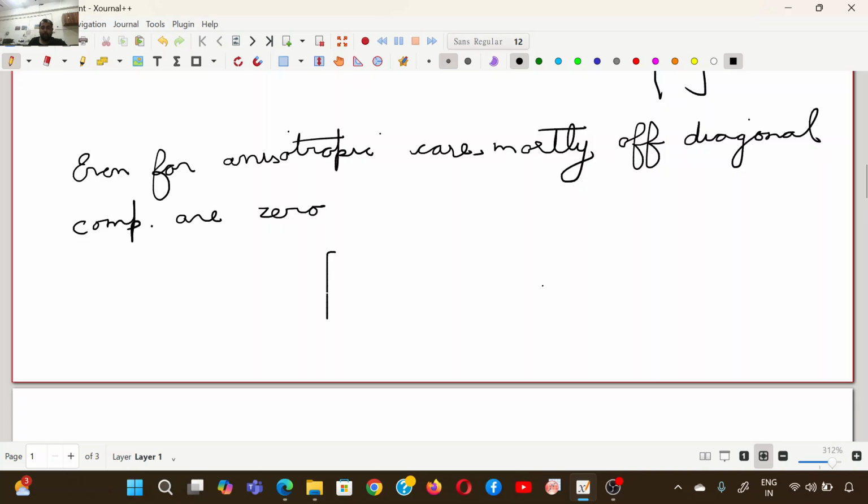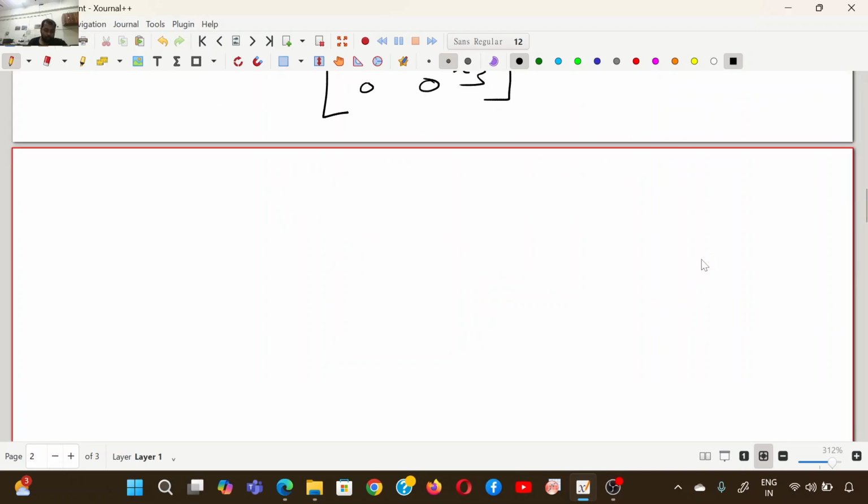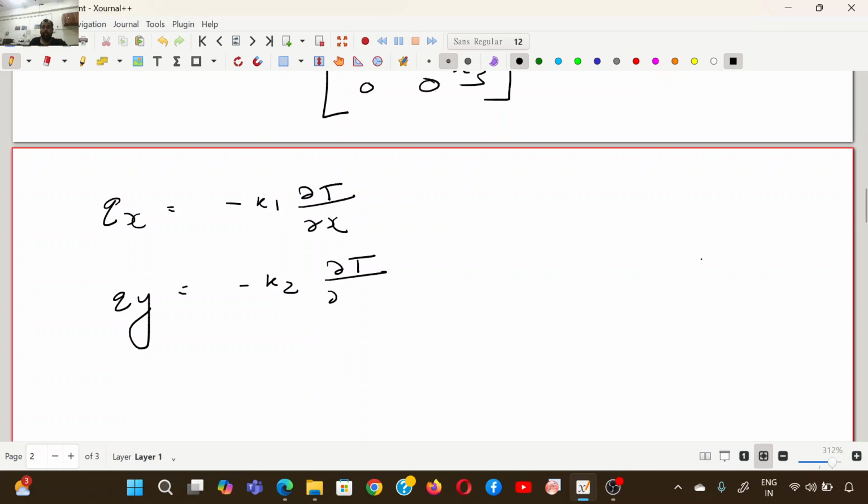So what is off component? Off diagonal means only the diagonal elements are non-zero: K1, K2, K3. The remaining elements of the matrix are zero. So you can write Qx as minus K1 dou T by dou x, Qy as minus K2 dou T by dou y, and Qz as minus K3 dou T by dou z.